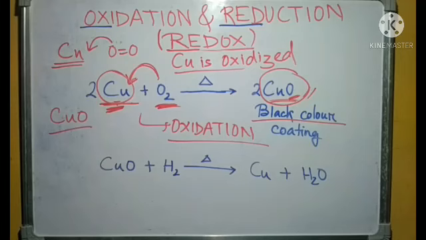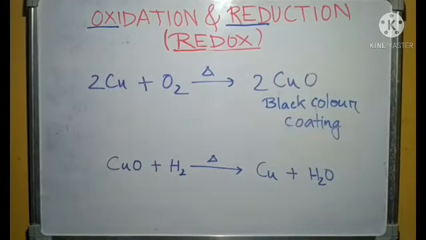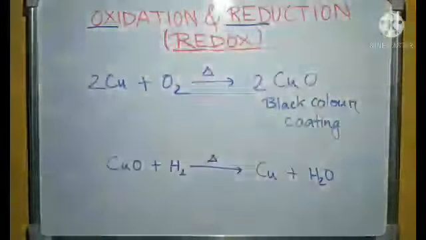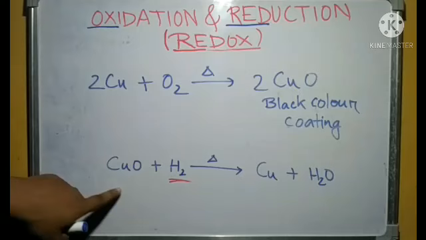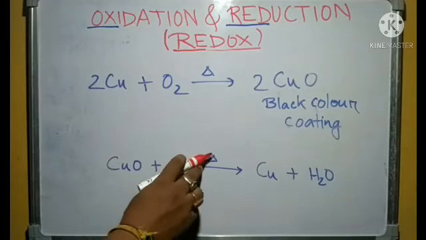I think this first reaction is somewhat clear. Now we'll be looking at the second reaction. In the second reaction, once this copper oxide is formed, we are now trying to get back the copper powder. Copper powder has a brown color and copper oxide has a black color. To get back the copper, to this copper oxide we are adding hydrogen gas and we are heating.